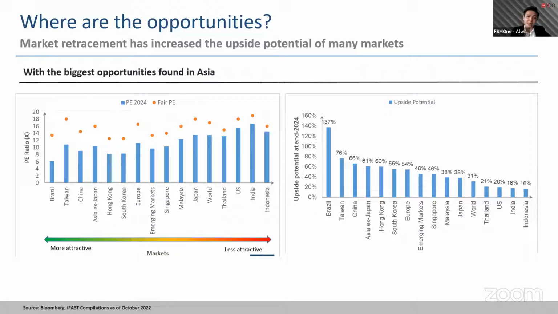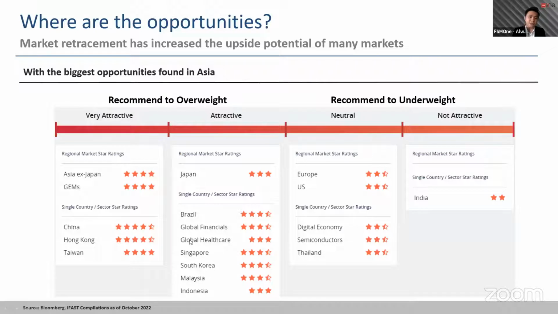So basically, a higher fair price earnings ratio is what the company is worth, and the forward PE ratio is what it is now worth. So the higher the gap, the higher the upside potential. You can see that the most attractive regions are Brazil, Taiwan, China, and Asia, and also Hong Kong and South Korea. So it looks like the biggest opportunities can be found in Asia.